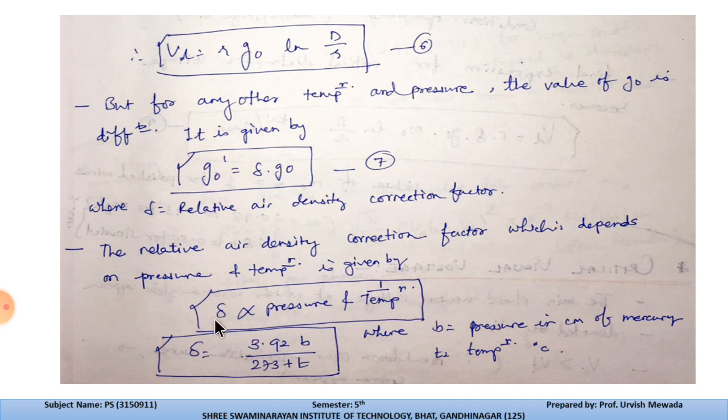So again, the relative air density correction factor depends on pressure and temperature. Delta is proportional to pressure and proportional to 1 upon temperature, meaning inversely proportional to temperature. If temperature increases, the relative air density will decrease. If the air has more moisture, the density of the air is more, and if the air is dry, the density of the air is less. So this is the standard equation that we need to remember: delta is equal to 3.92 b divided by 273 degree Kelvin plus t, where b is the pressure in cm of mercury and t is the temperature in degree centigrade.